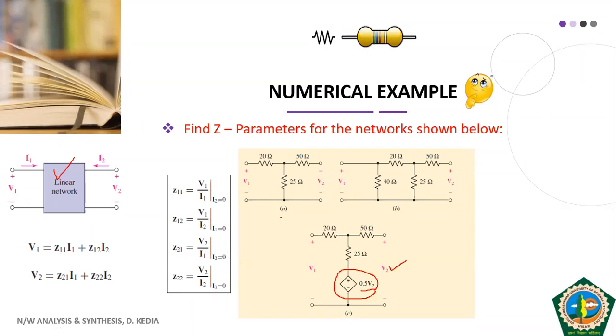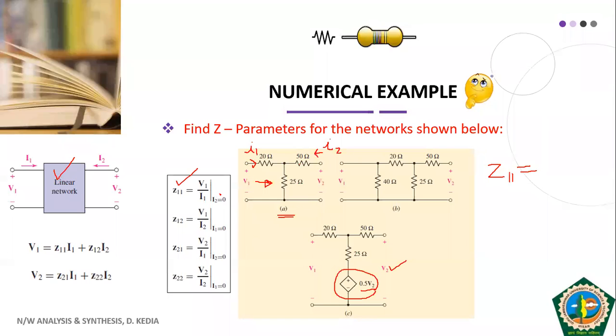Let us start firstly with network A. Our first objective is to find Z11, which is nothing but the input impedance when you look from this side into the network. For that you have to make I2 equal to 0. If we represent this as a two port network, I2 is directed inside, and I1 is directed inside at the input port.